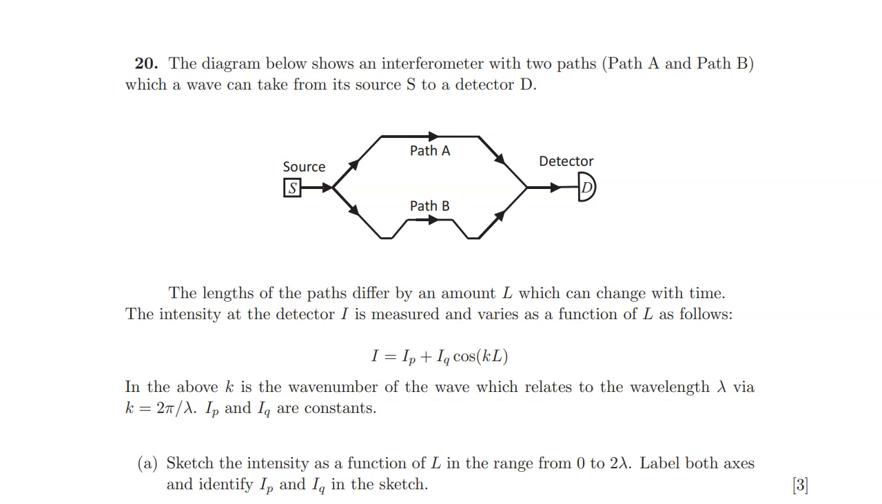In the above, K is the wave number of the wave, which relates to the wavelength via K equals 2 pi over lambda. IP and IQ are constants. Sketch the intensity as a function of L in the range from 0 to 2 lambda. Label both axes and identify IP and IQ in the sketch.